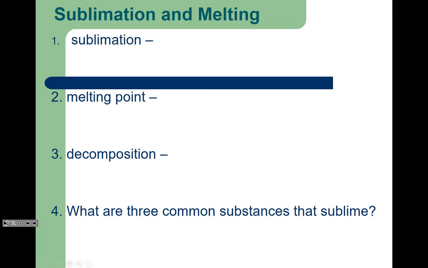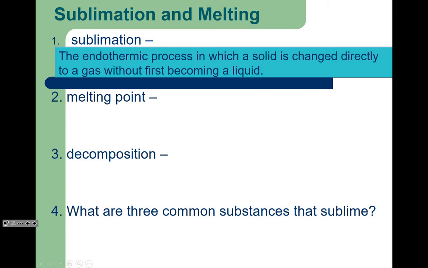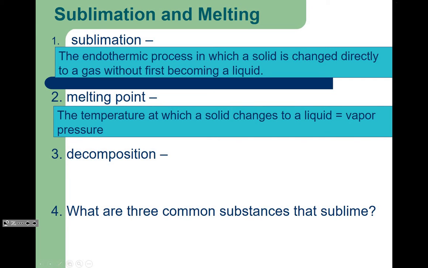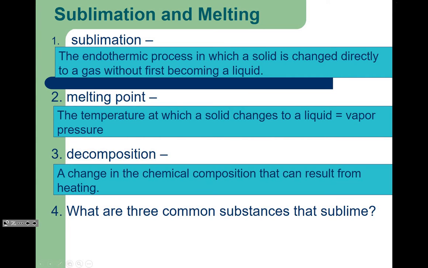So really quickly again, sublimation is going directly from a solid to a gas. It's endothermic. Melting point is the point at which it changes from a solid to a liquid. Basically, the vapor pressure of the liquid is equal to the external pressure. So decomposition. Now, this is sort of just thrown in there.